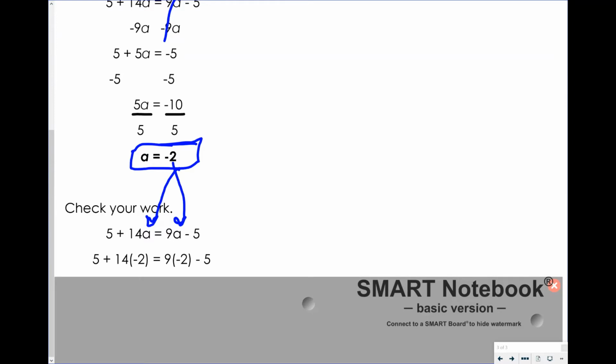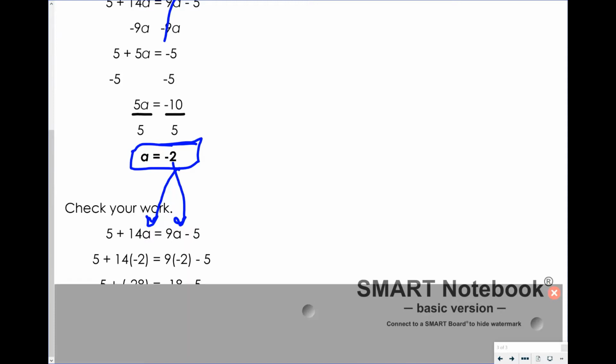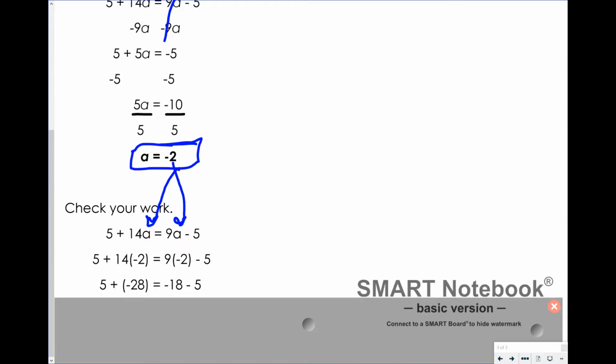Now, again, if we go back to order of operations, first we have parentheses. So I need to deal with the parentheses first. 14 times negative 2, and then also 9 times negative 2. So let's see, what do we get? You're going to bring down your 5, so 5 plus 14 times negative 2 gets me negative 28, not a positive 28, it's a negative 28, equals 9 times negative 2 is negative 18, minus 5.